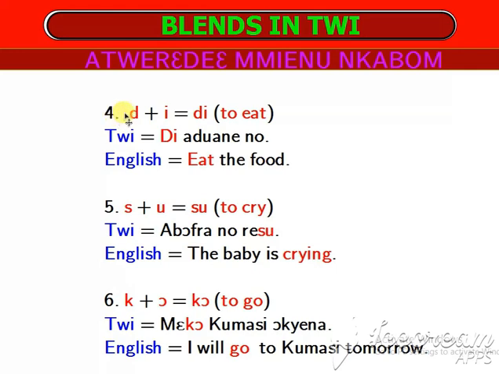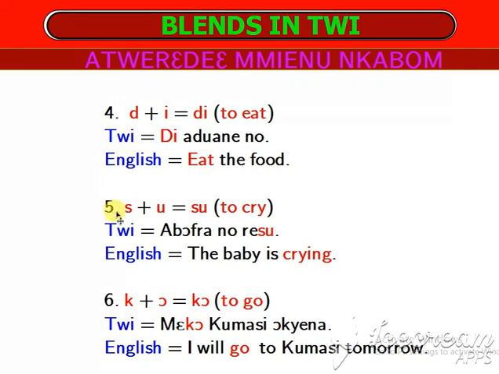Example 4. D and I. Together we have Di. Di means to eat. Now let's use Di in a sentence. Di ebiane no, which means eat the food.